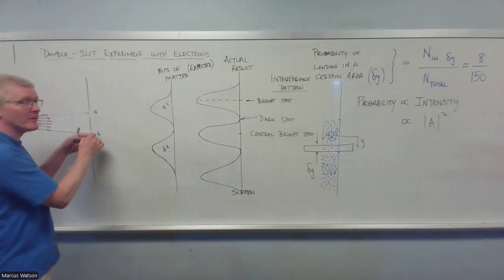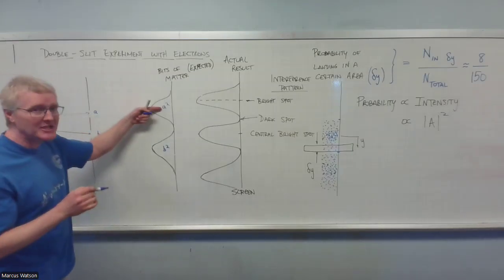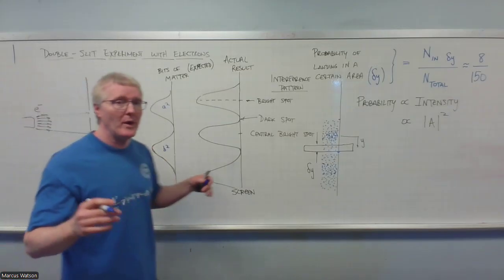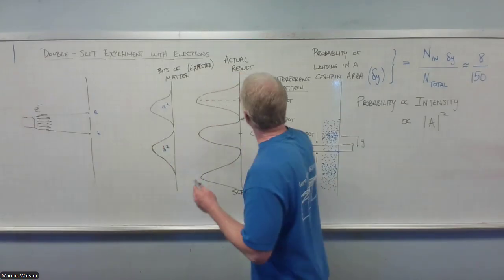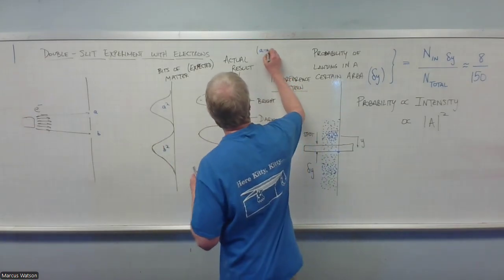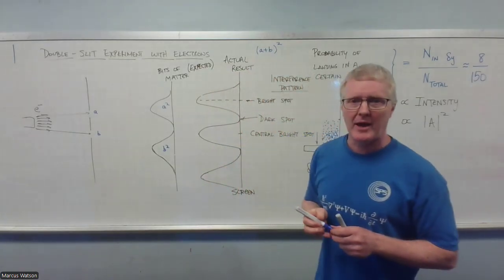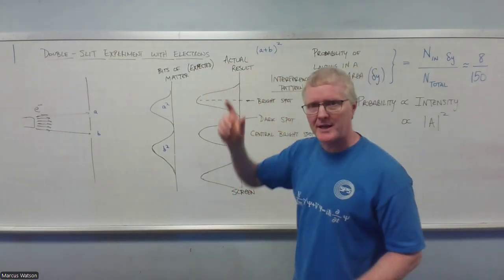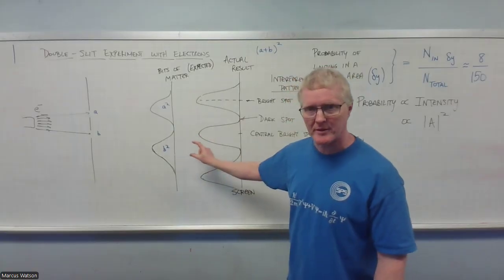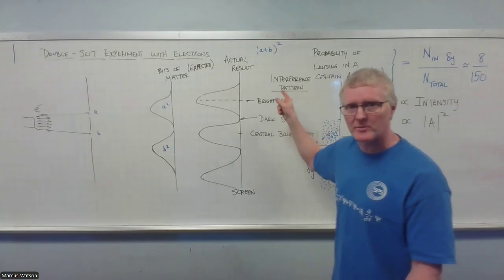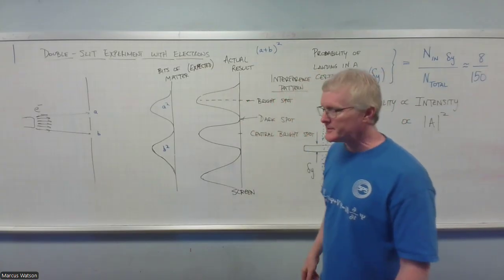Wave amplitude A and wave amplitude B, such that I get A squared as the intensity here, B squared as the intensity here. But when I let them both go together, I must be getting A plus B, that whole thing squared. And if you know how to multiply out a quadratic, it's not just A squared plus B squared. It's got that cross term in it. That cross term is the interference term that causes the interference pattern here.